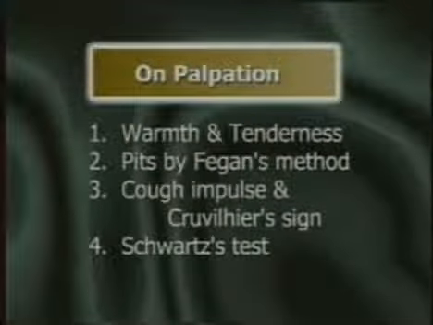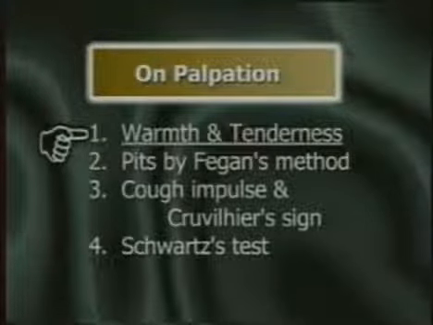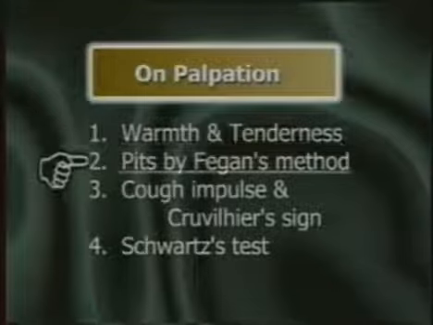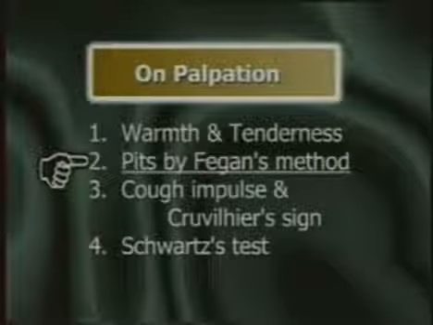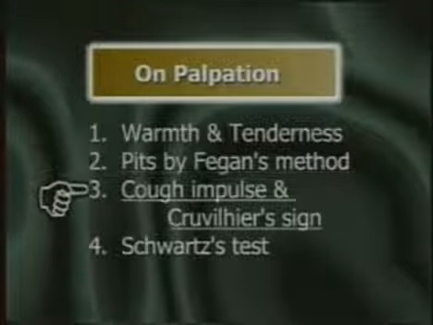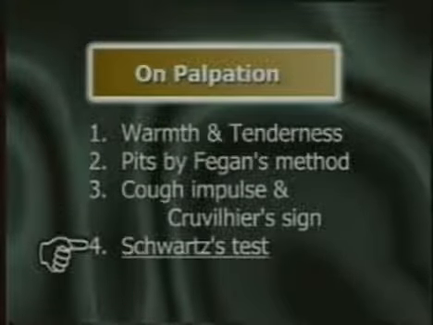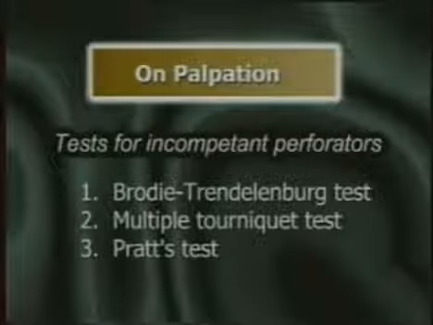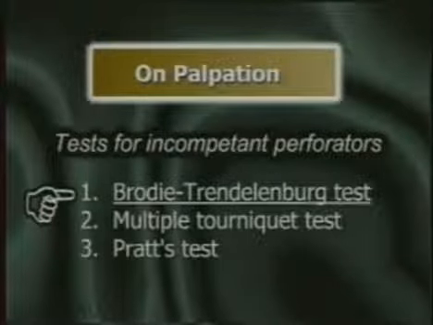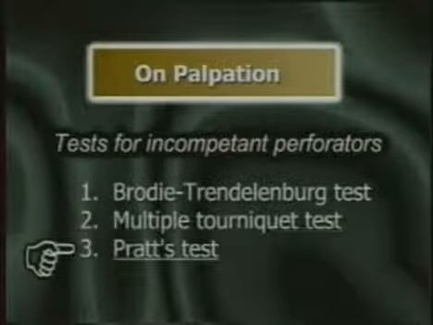So to revise, on palpation, we first palpated the length of the vein for warmth and tenderness. Then we emptied the vein and palpated the deep fascia under it by Fegan's method for palpable pits. Then we tested for cough impulse and Trendelenburg's sign at the saphenous opening and performed the tap test or Schwartz test. Then we performed the special tests for incompetent perforators, that is Brodie-Trendelenburg test, multiple tourniquet test, and the Pratt's test.